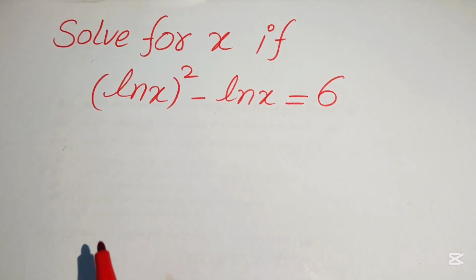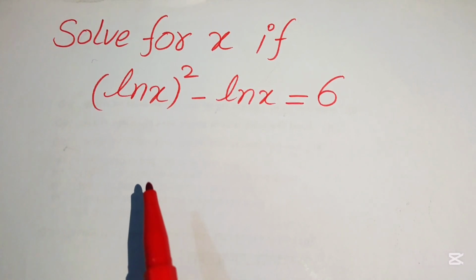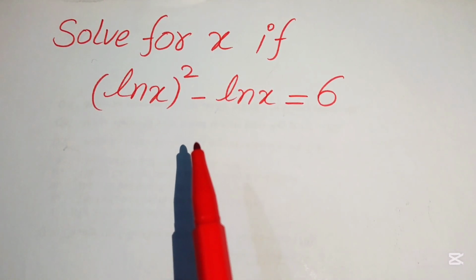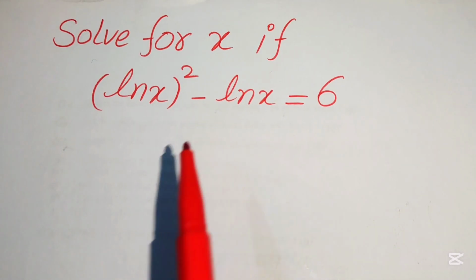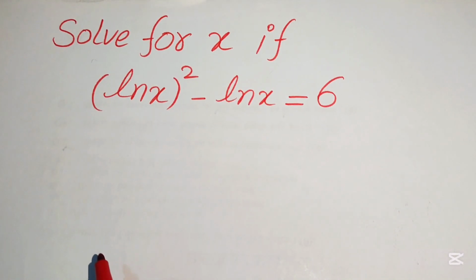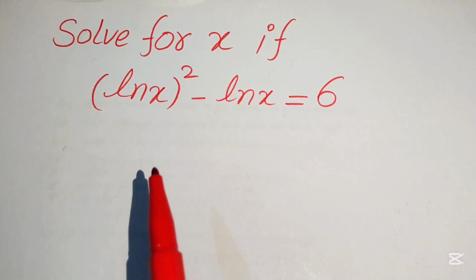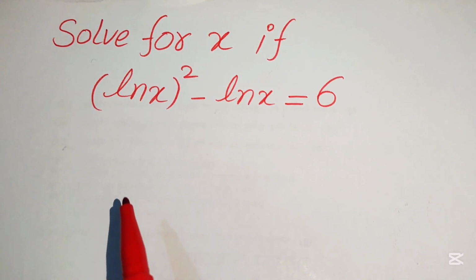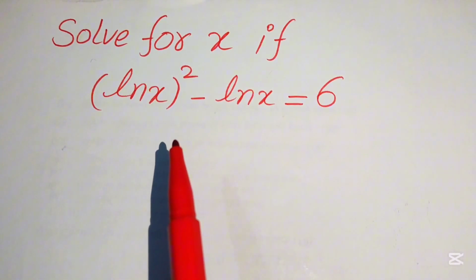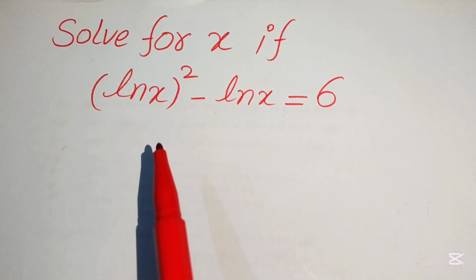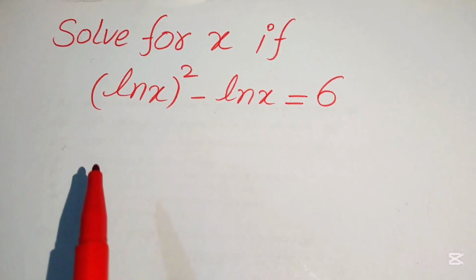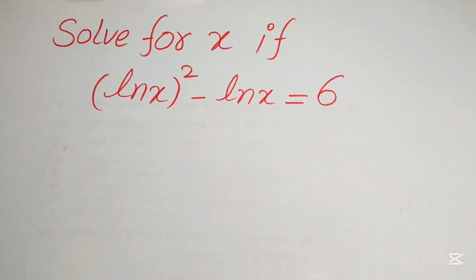So here we have a logarithmic equation: log x squared minus log x equals 6, and we solve this problem for the values of x. First we need to write this logarithmic equation in simple quadratic form, because this is an equation of highest power 2, so we can easily convert it into quadratic form. First we convert this into the quadratic form, and after that we move towards finding the values of x.